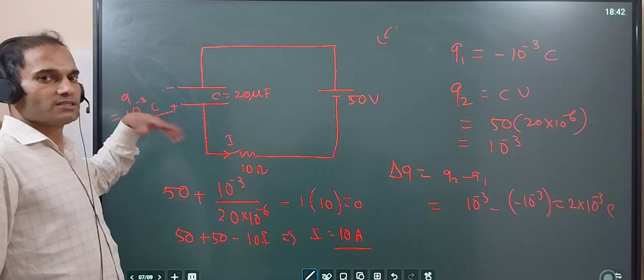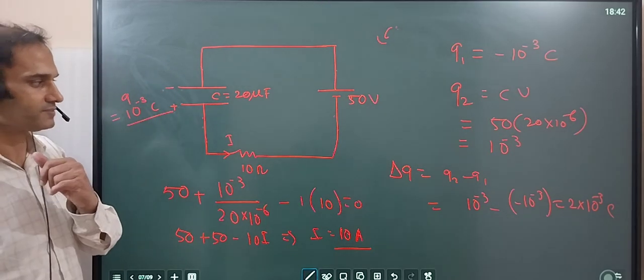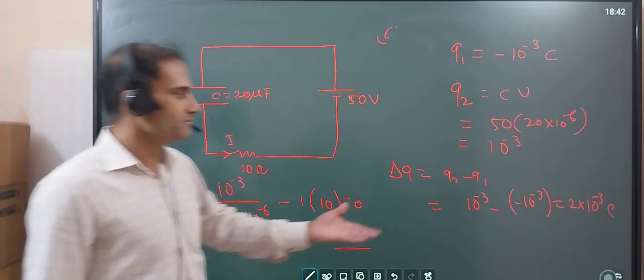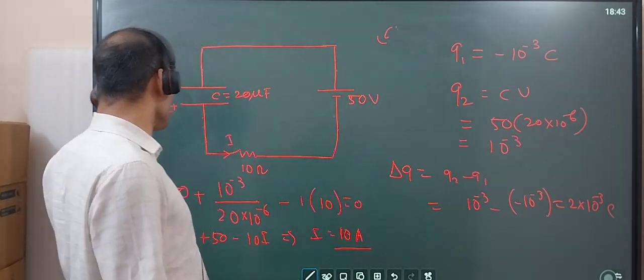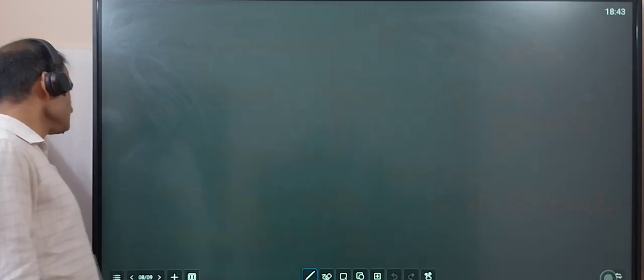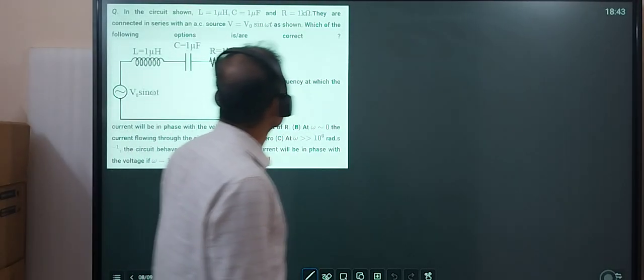But there the thing is polarity is different. Okay, polarity is different. That is why we are getting a lot of charge. Battery has to do a lot of thing. Okay, that's it. Now this is the question.